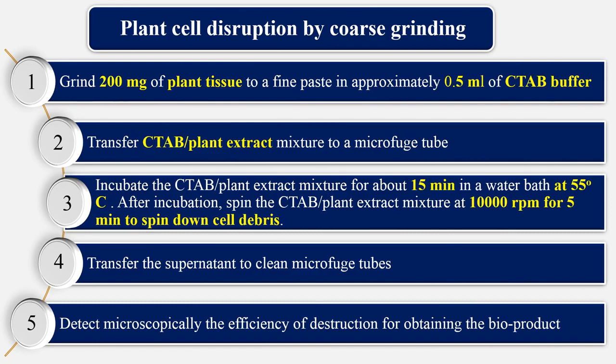After incubation, spin the CTAB plant extract mixture at 10,000 rpm for 5 minutes to spin down cell debris. Transfer the supernatant to a clean microfuge tube. Finally, detect microscopically the efficiency of destruction for obtaining the byproduct.